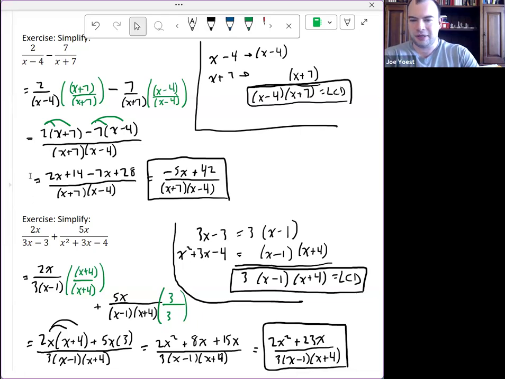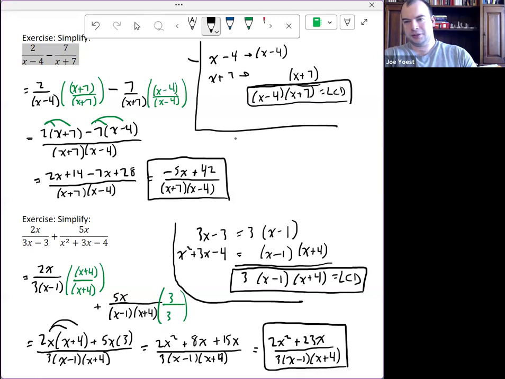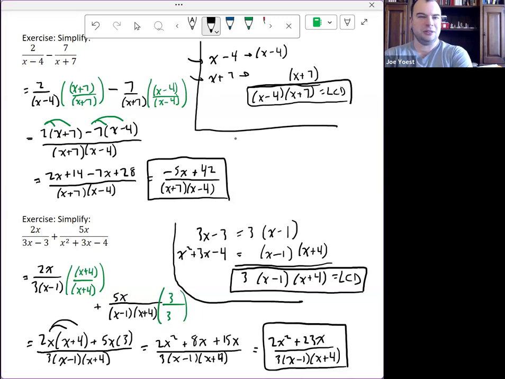Okay, it's about 7 minutes, so let's look at these two. So looking at this first one, again, the denominators are already like prime factors. x minus 4 is just x minus 4. That's its own building block. Same with x plus 7. So the LCD just ends up being the product of the two, x minus 4 times x plus 7.